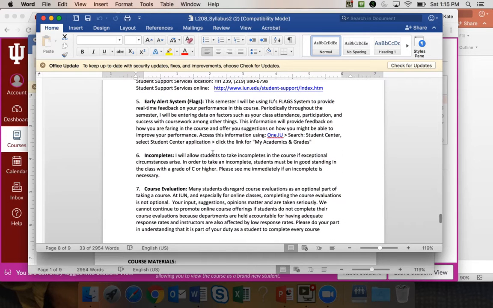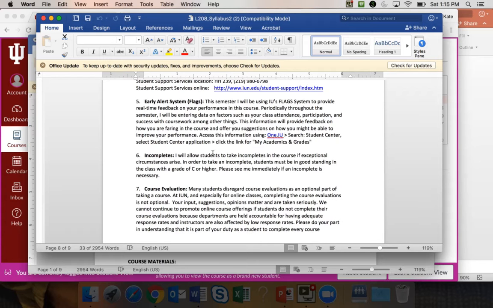A couple more of these policies, I know they're not the most interesting, but they are important. Number 5 is the early alert system that IUN has, which is called FLAGS. I'm going to be using FLAGS to provide feedback on your performance in this course. So periodically throughout the semester, I enter in data on FLAGS on things like your class attendance, your participation, whether or not you're keeping up with your coursework.